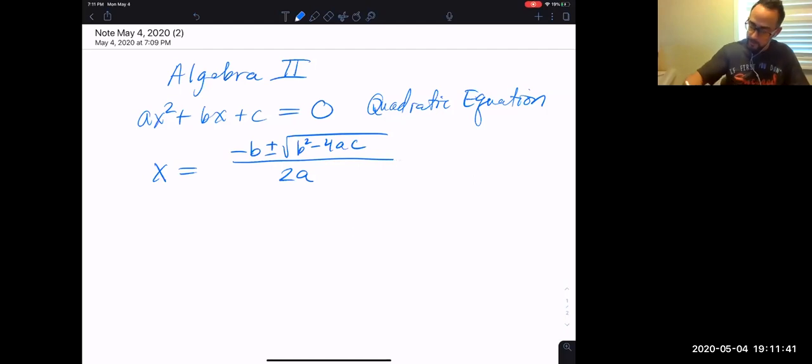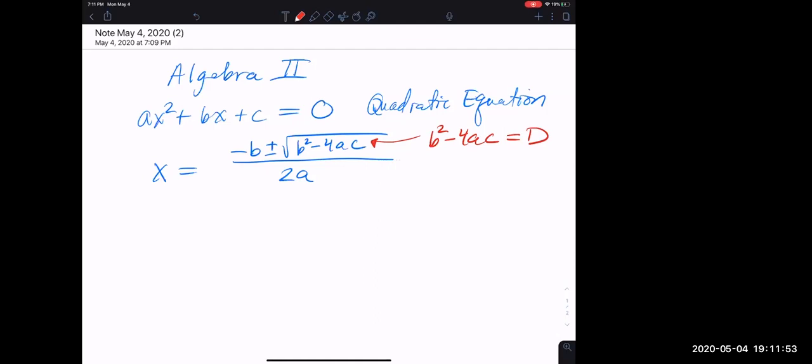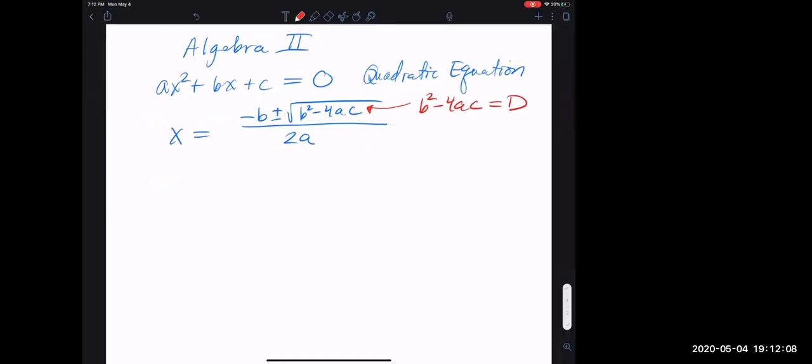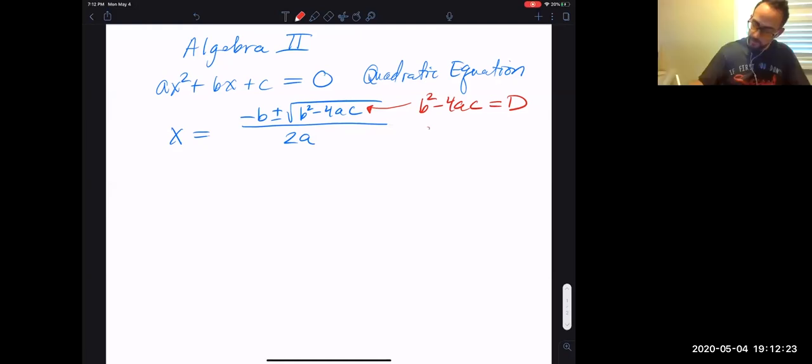This thing down here, b squared minus 4ac, we can call that d, the discriminant. Oh, okay. So ax squared plus bx plus c is the quadratic equation, and b squared minus 4ac is the discriminant, right? Yeah, discriminant, yep.